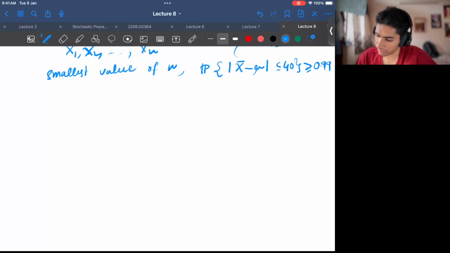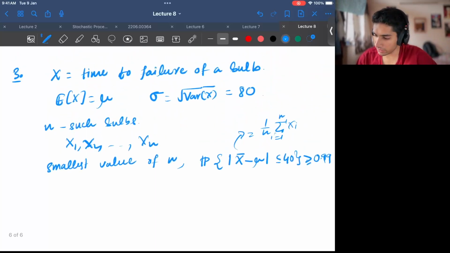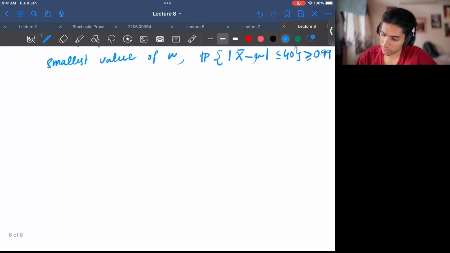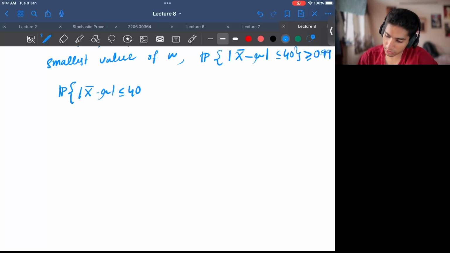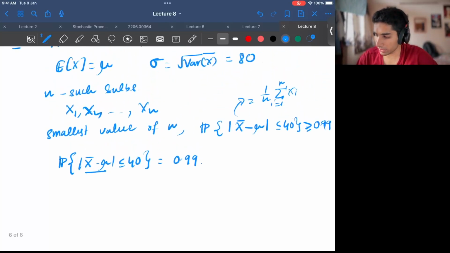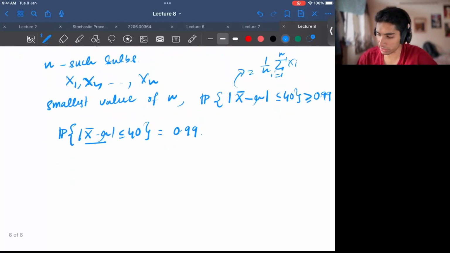If this is the question, then whenever you are dealing with this question, you have to go to standard normal variable. There's no other option. So it is given to you that probability of mod x bar minus mu less than equal to 40 is equal to 0.99. So you have to make this a standard normal random variable somehow. How do you do it? Simple, you just divide by the standard deviation of x bar.